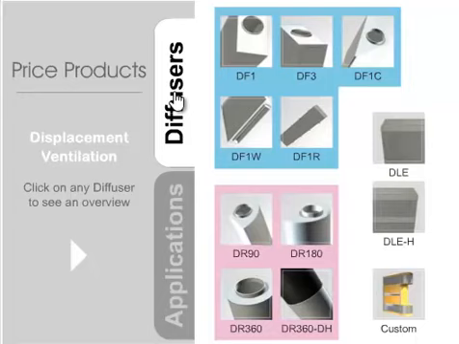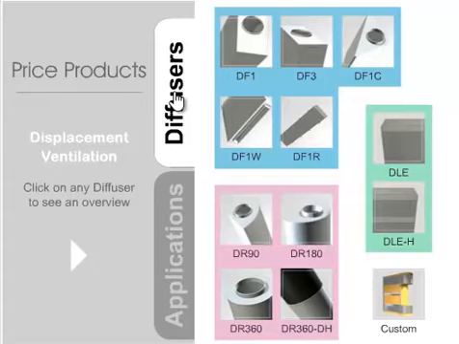The DR series, which stands for Displacement Round Series, have rounded faces and come in 90, 180, or 360 degrees with diameters ranging from 12 to 60 inches. The third family of Price displacement ventilation products is the DLE series, which stands for Displacement Linear Enclosure Series. The DLE is ideal for cooling a space from a perimeter installation. Its architectural design allows it to integrate into the layout of any space.